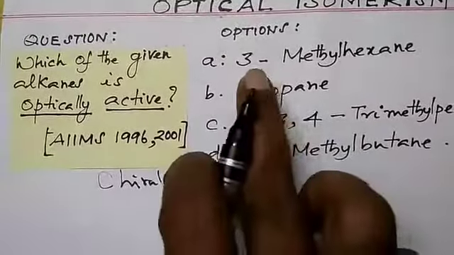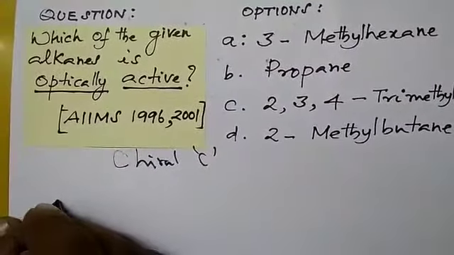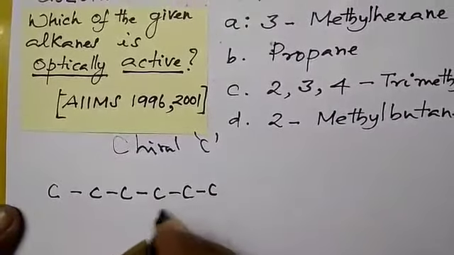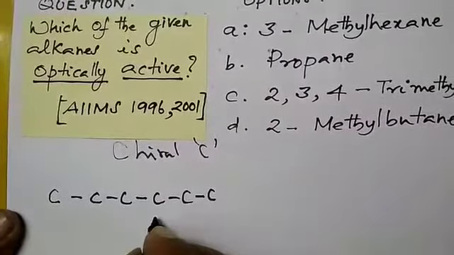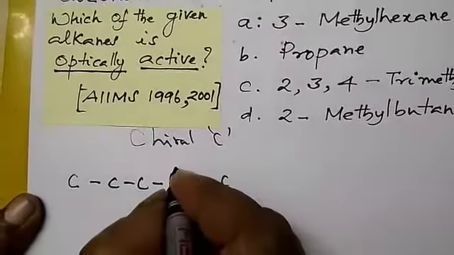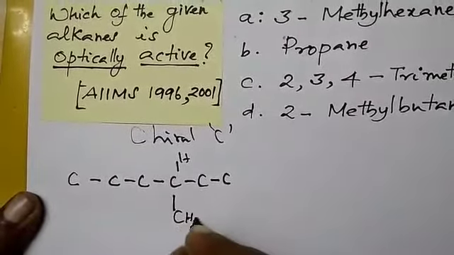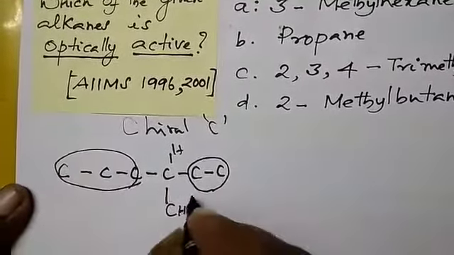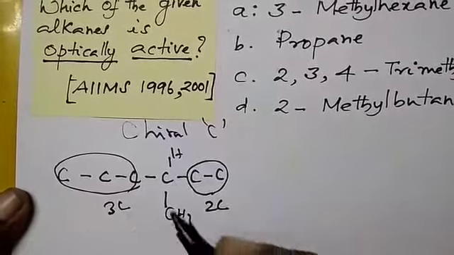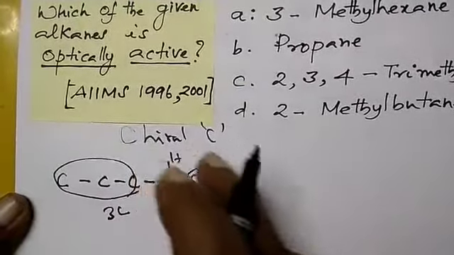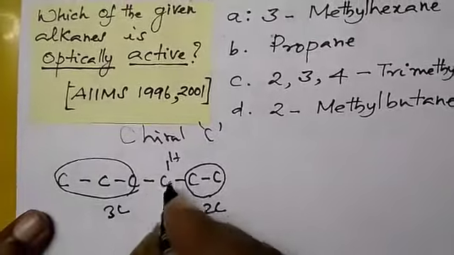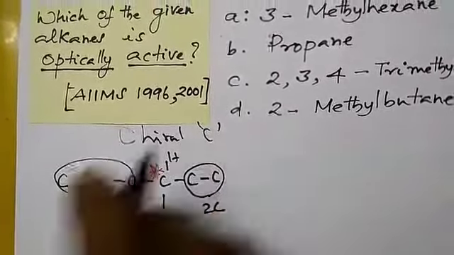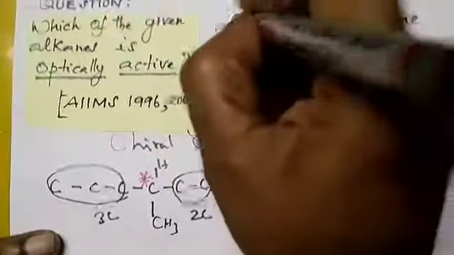For A, it is 3-methyl hexane. Hexane means you put 6 carbon atoms. Next, put the 3-methyl. So now this is the 3-methyl. Once finished, you find out: this is carbon 2, this is carbon 3, hydrogen, methyl. All the 4 groups are different. So this carbon is a chiral carbon and this is the answer.